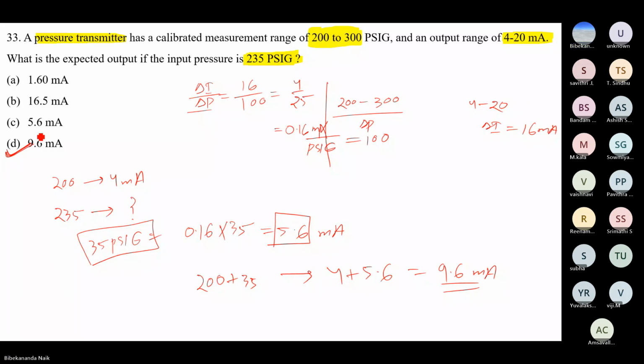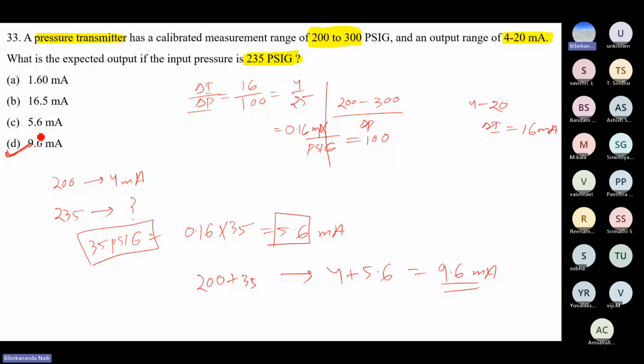Is there any doubt? Is it clear to you how we are calculating the current? Because here you can see the pressure transmitter is calibrated with respect to current. When the pressure is varying between 200 to 300, the current is changing from 4 to 20 milliampere. So a 100 unit change in pressure is equivalent to a 16 unit change in current. So a 1 unit change in pressure will be a 0.16 milliampere change in current. So the pressure to current change is 0.16 milliampere per psig.